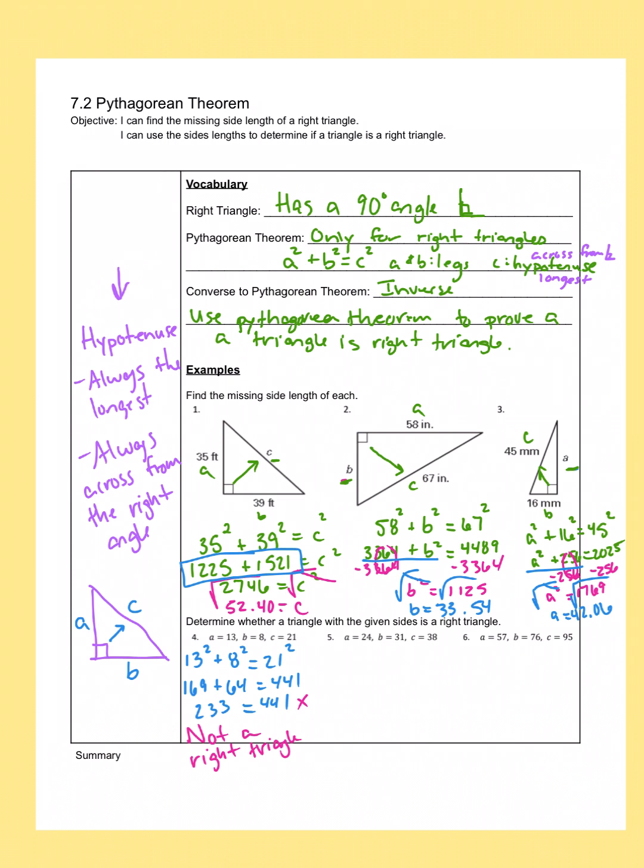We'll do something similar for 5. We're going to plug in A, B, and C. So that's 24 squared plus 31 squared is equal to 38 squared. Now for us, it's telling us which one's A, B, and C. If it didn't, you would just need to look at which number is the biggest, and that number would have to go in place of your C. So I'm just going to square everything. 24 squared is 576. 31 squared is 961. And 38 squared is 1,444. Then I'm again going to take the 576 plus the 961 that are next to each other there. And that's going to give me 1,537. And does that equal 1,444? And again, this is a no. So this is not a right triangle.